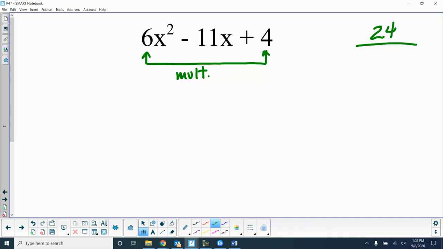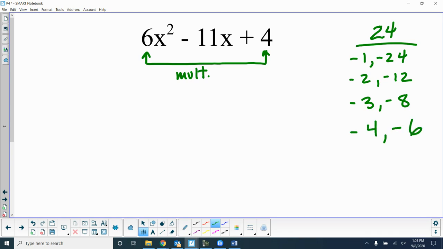So remember, since that's a plus, they're both minus. So it'd be negative 1 and negative 24, negative 2, negative 12, negative 3, negative 8, negative 4, negative 6. Which one do I want? This one. Line 11, right? You guys with me? Okay, so this is the pair I want.